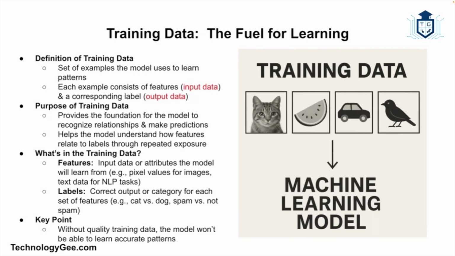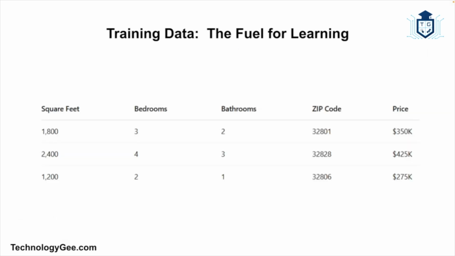Well, training data is the collection of examples the model uses to learn patterns. And each example includes both features and a label. So let's go back to the house price example. Your training data might look like this chart on your screen right here. In this chart, the model analyzes these examples and learns how the input features relate to the output price. And over time, the model updates its internal math, which is called weights and biases, to improve its predictions.